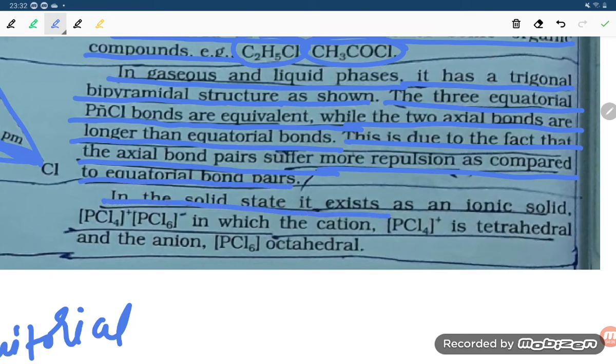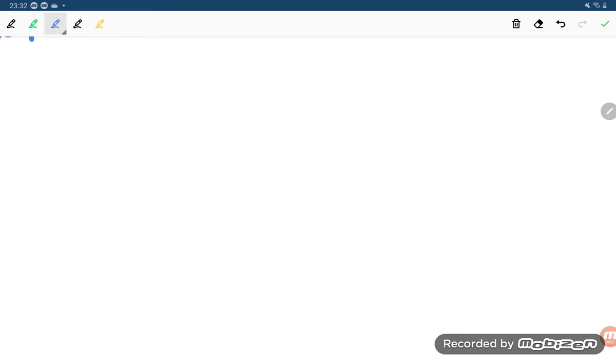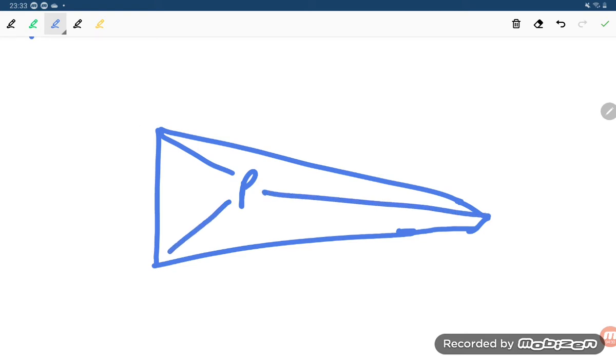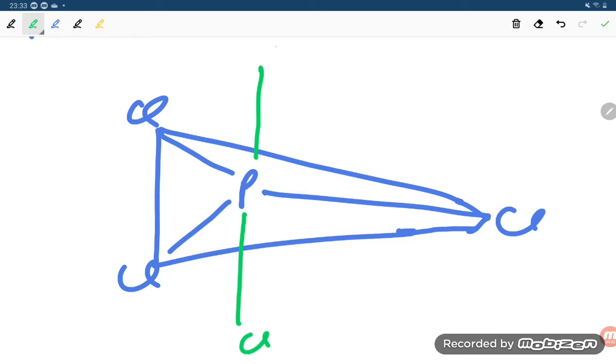In the solid state, it exists as an ionic solid, PCl4+ and PCl6-, in which the cation PCl4+ is tetrahedral and the anion PCl6- is octahedral. So firstly they are saying it has the trigonal bipyramidal structure. It is like that. If you put a pyramid on the top here, it will be bipyramidal. Here is Cl and this side Cl.